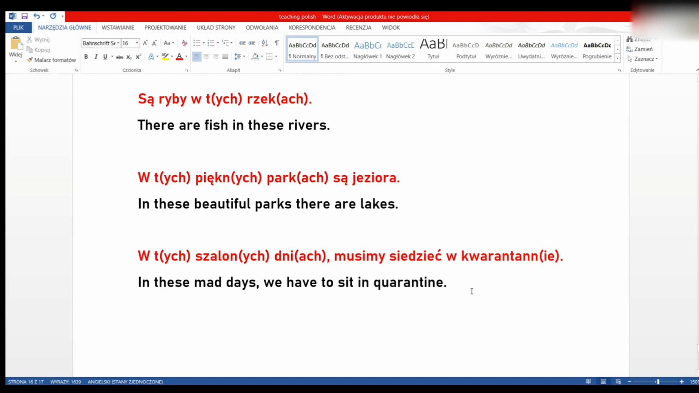Dniach comes from the word dzień in singular. Dni in plural becomes dniach. Musimy siedzieć w kwarantannie. Kwarantanna becomes kwarantannie. Okay? I don't think it's really complicated since we covered all the rules.